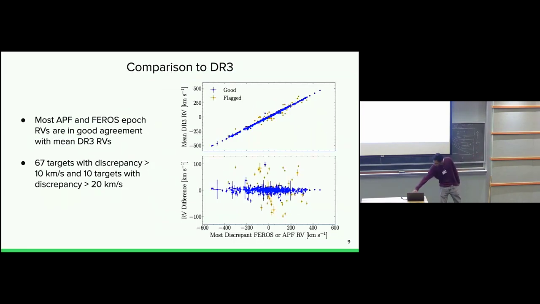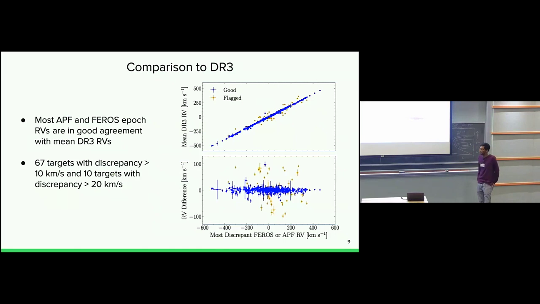So here are our main results. We've plotted the mean DR3 RV for everything against our most discrepant epoch RV measured with either Pharos or APF. And you see that most of our epoch RVs are in good agreement with those mean RVs in DR3. But there is quite a bit of scatter around that one-to-one relation, implying large RV shifts. And you see a lot of that scatter is driven by those flagged spectra, so they're just spurious.